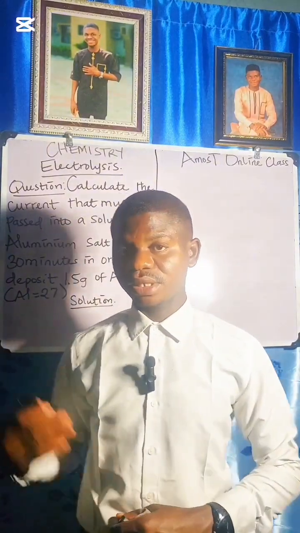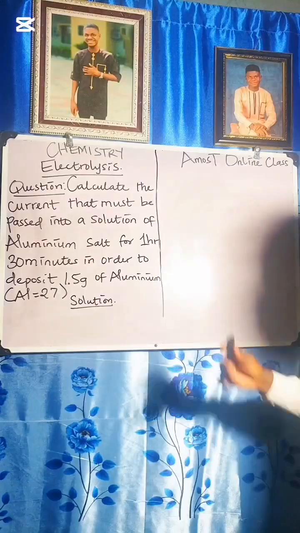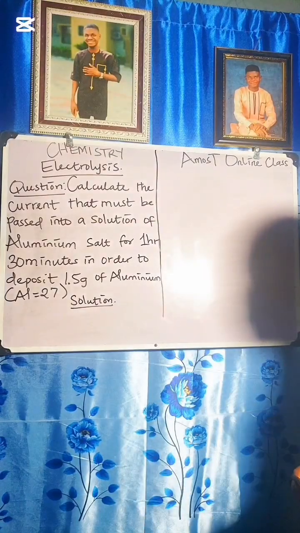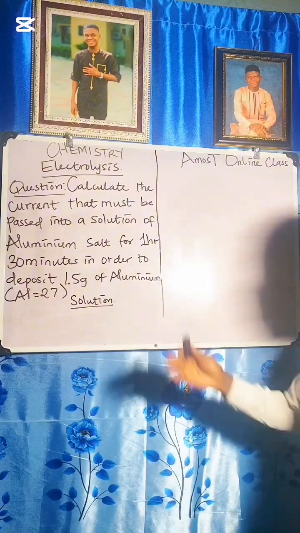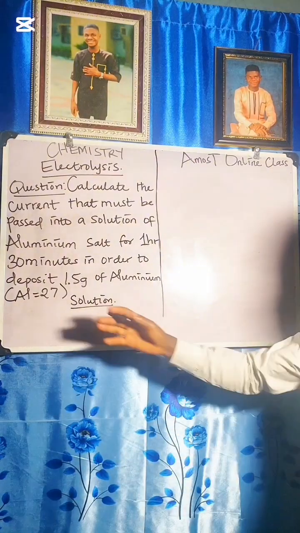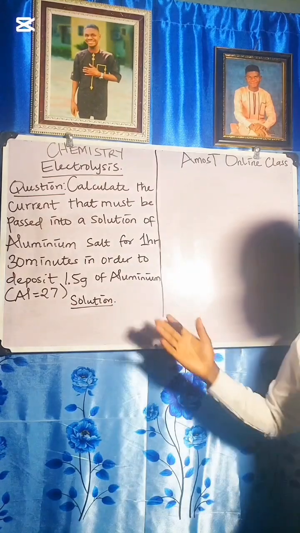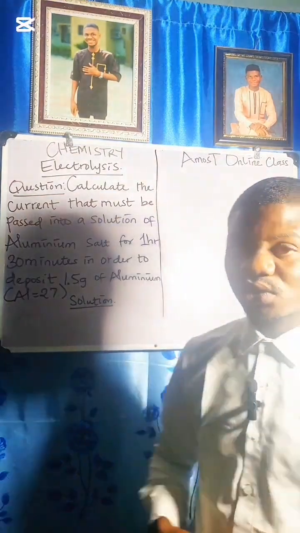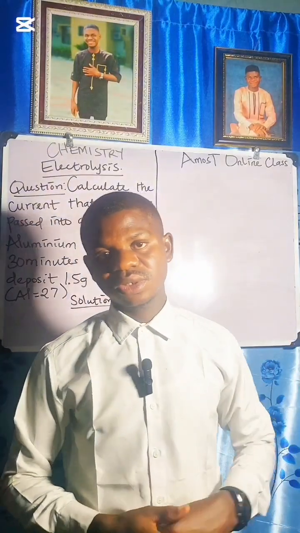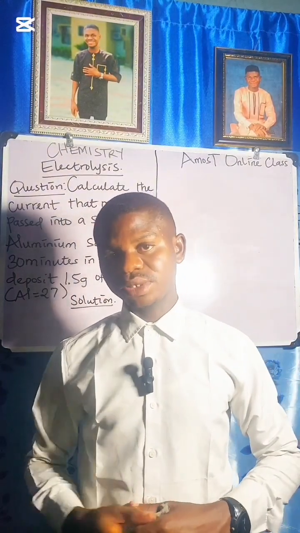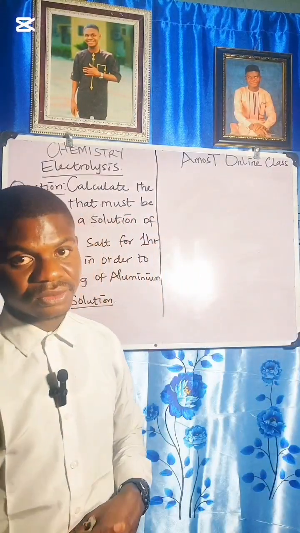We have a problem here on the board, and the question is we should calculate the current that must be passed into a solution of aluminum salt for 1 hour 30 minutes in order to deposit 1.5 gram of aluminum. If you take aluminum to be 27. Now, this is quite a very simple question, but students need to pay close attention because there are some tricks, there are some things we need to do to get the final answer. Now, let's get a solution right away.